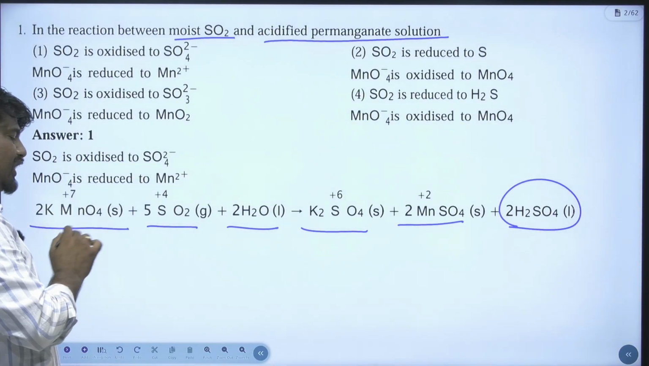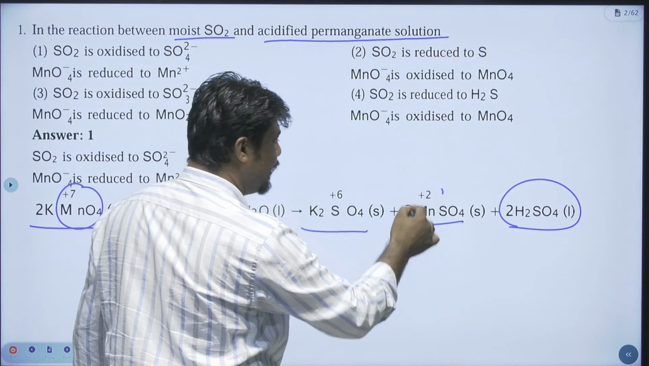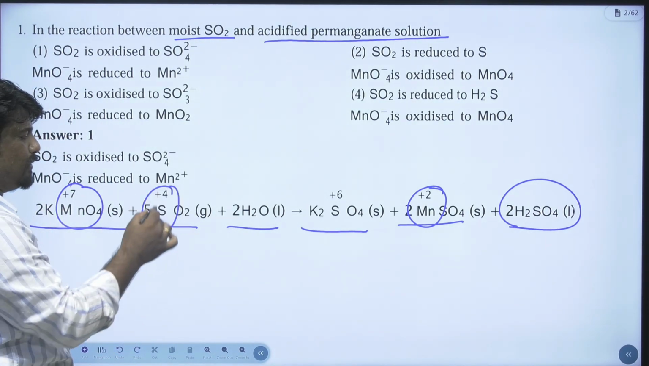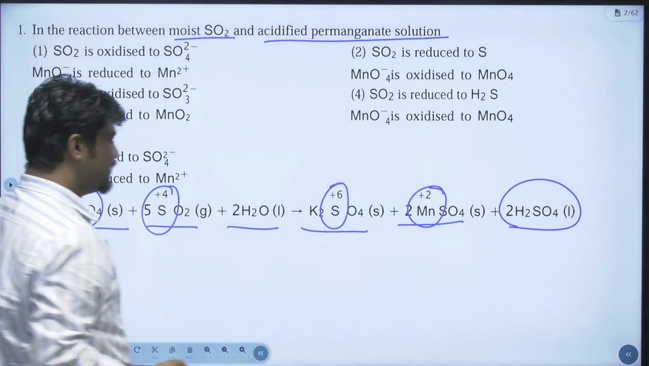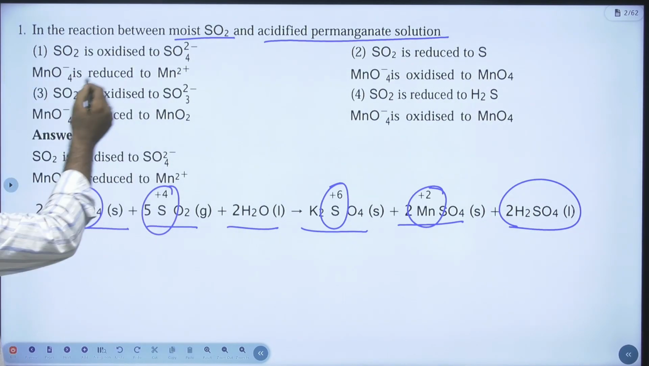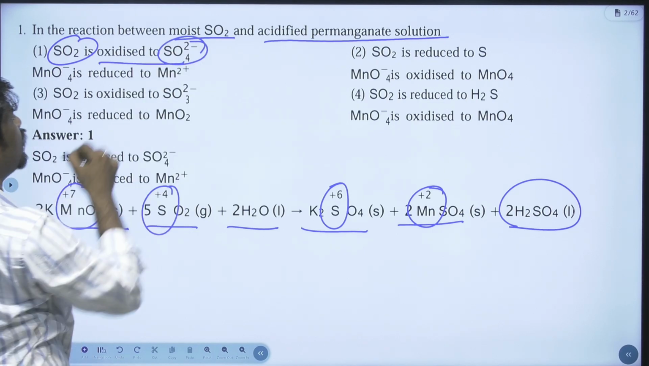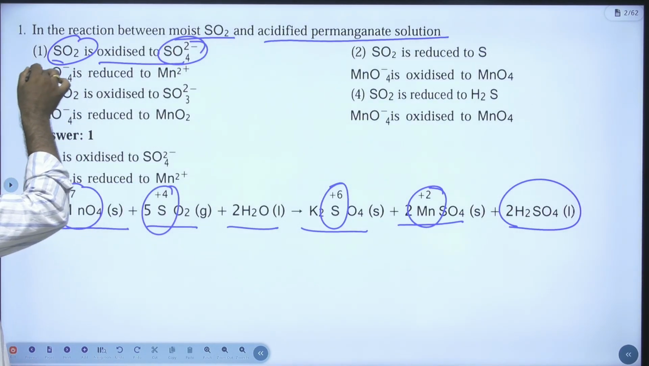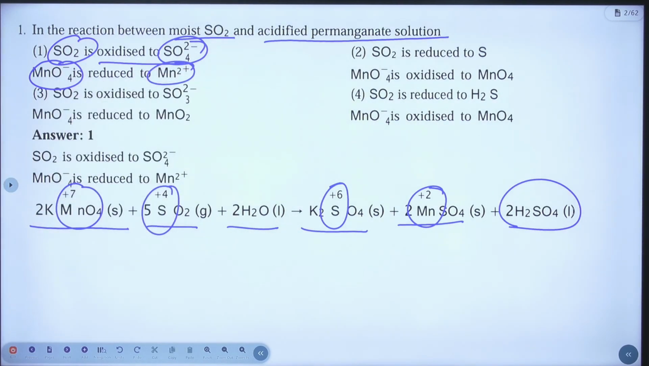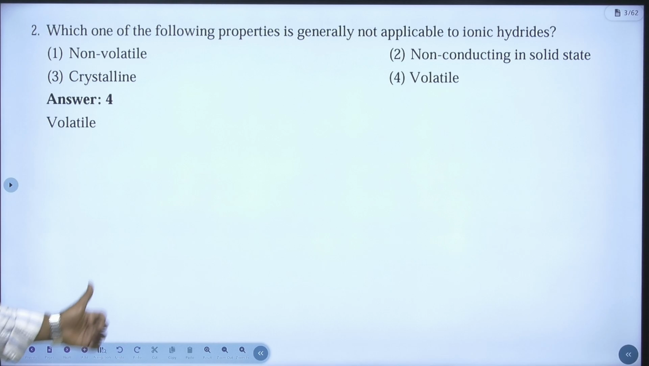Here the oxidation state of Mn, that is +7, changes into Mn+2, and the oxidation state of sulfur changes from +4 to +6. Here the sulfur undergoes oxidation, as SO2 is oxidized to SO4 -2, and MnO4 -1 is reduced to Mn+2. So the answer is 1. Next, go to the next question.